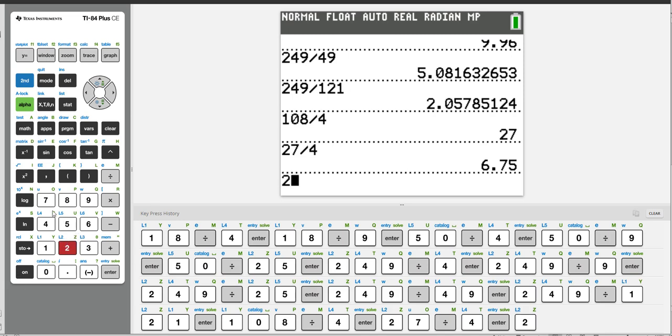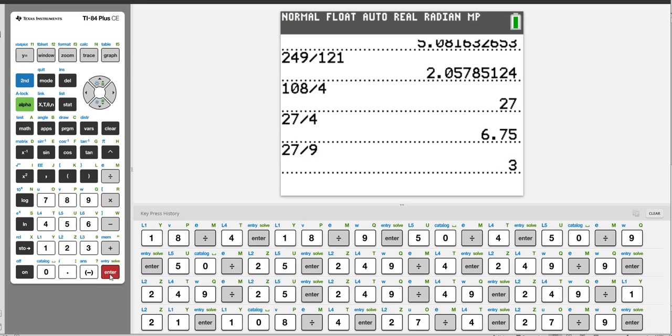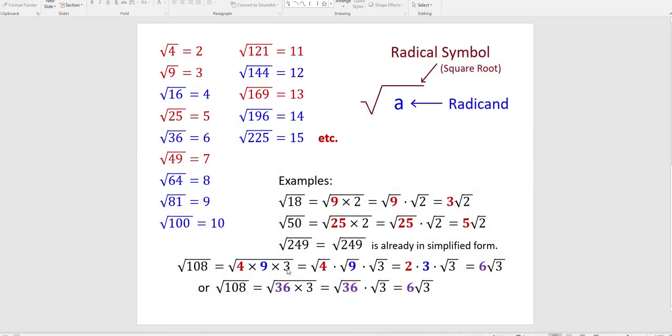Type in 27 divided by 9 and press enter. This gives us 3. Therefore, 9 and 3 are factors of 27. The factors of 108 are 4, 9, and 3. If you notice that 4 times 9 is 36, you could use 36 and 3 as the factors of 108. Follow either set of steps. You will get 6 square root of 3 as your answer. We're done.